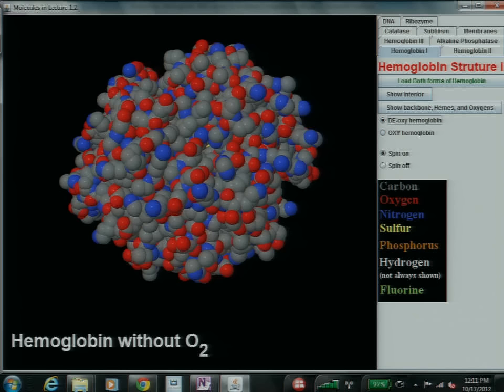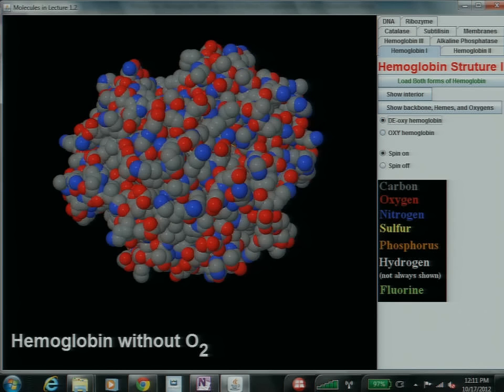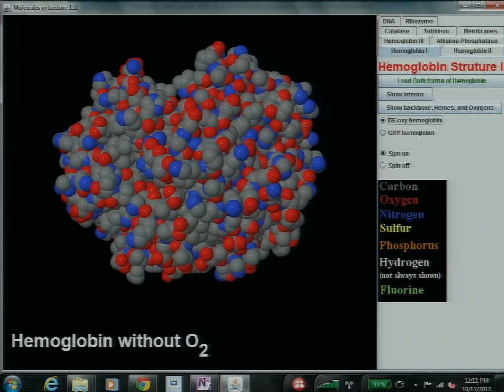Why does it flex? Because the oxygen's binding inside. Why does the whole thing flex? Because it's all connected by the backbone. So you move one part, it moves all the rest.